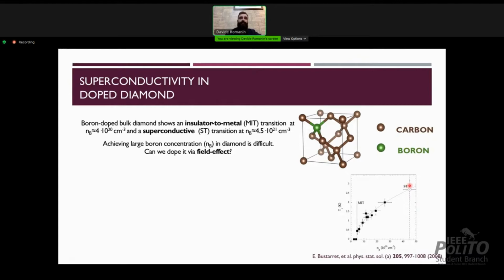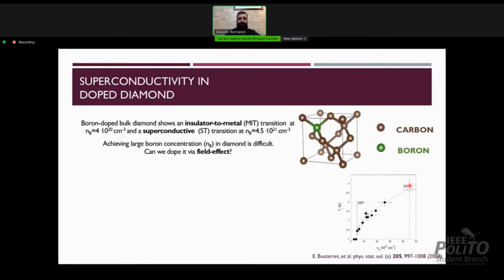However, even if theoretical predictions suggest that this critical temperature can be enhanced, can be raised by incrementing the amount of boron inside diamond, there is a solubility limit due to the amount of boron that we can incorporate chemically into the closely packed structure of diamond. Therefore, we ask ourselves, can we dope it via field effect and still achieve a superconductive phase transition?